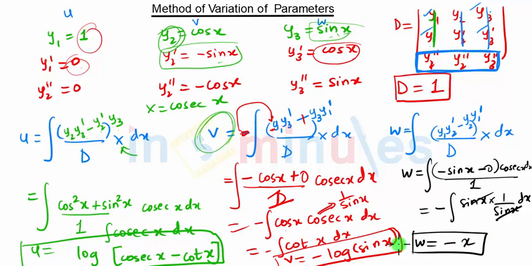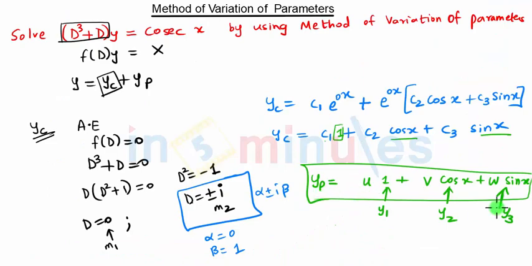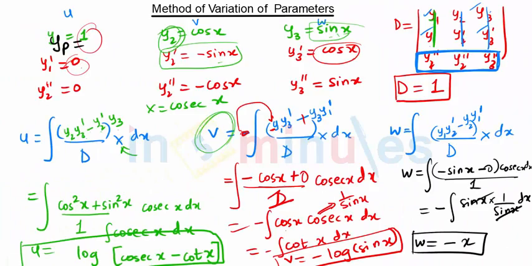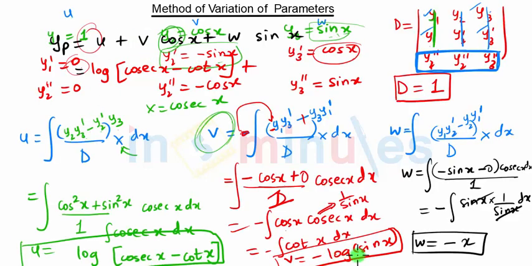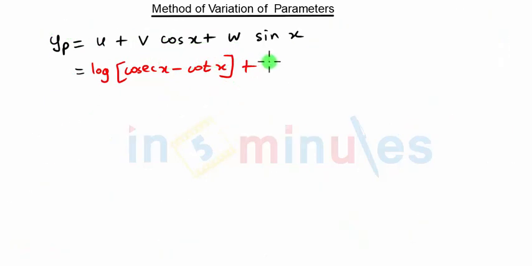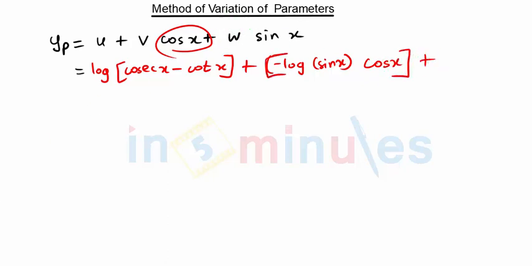So after finding u, v and w, we are just going to substitute u, v and w in this equation of yp. So we get yp equal to u. What is u? u is nothing but log of cosecant x minus cot x. So log of cosecant x minus cot x plus v. What is v? v is minus log of sin x. So v is minus log of sin x into this cos x, plus w. w is nothing but minus x into sin x.